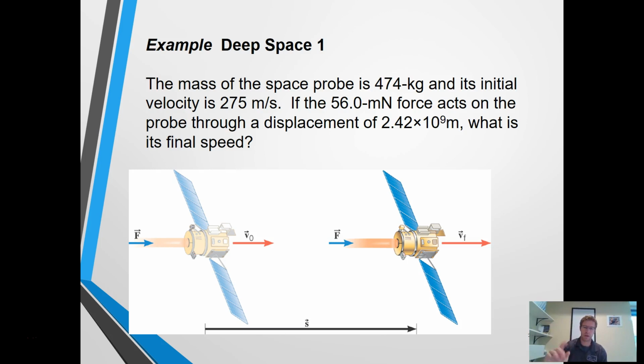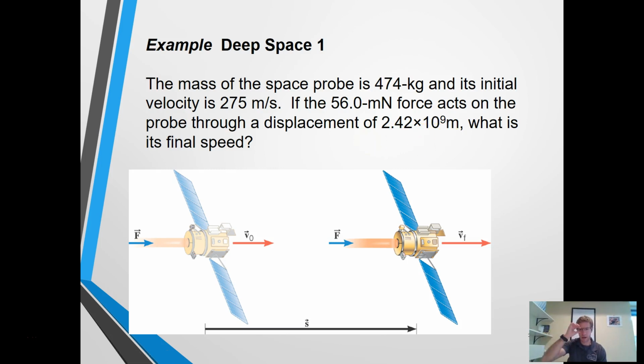Let's look at a quick and simple example. Say we have this space probe experiencing a thrust force, and it's not very big. It's trying to conserve fuel, so it has a force of 56 millinewtons. That's it. The probe has a mass of 474 kilograms. If it's at some velocity of 275 meters per second, and while you're applying the thrust it covers a very large distance of 2.42 times 10 to the 9th power meters, how fast is it going at the end?